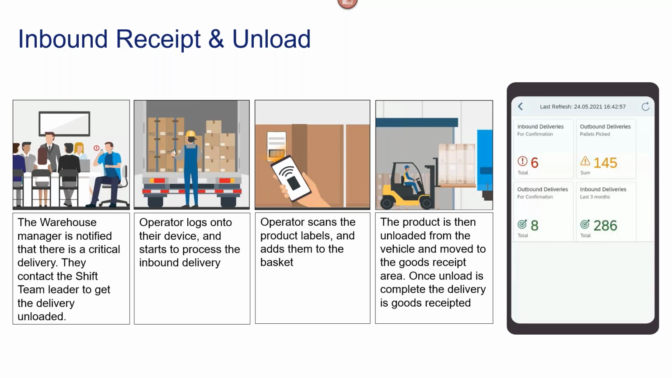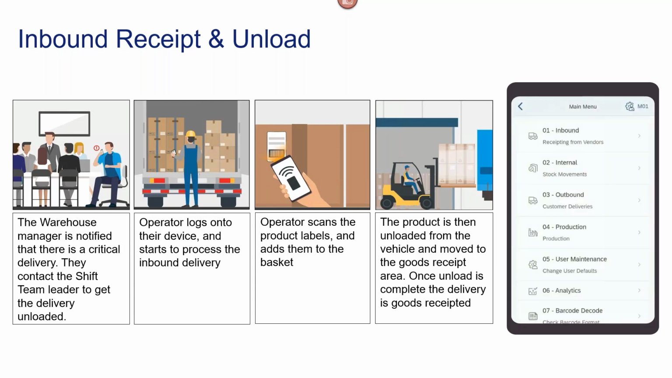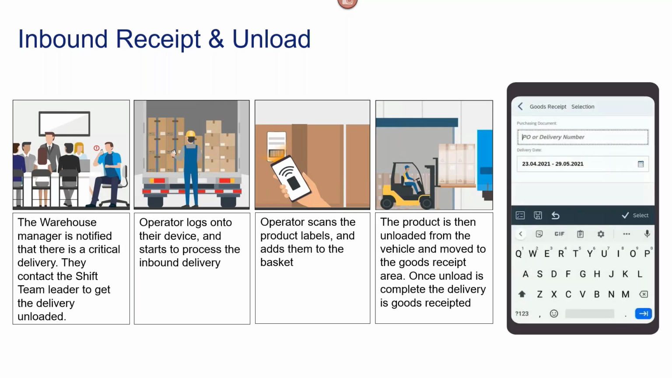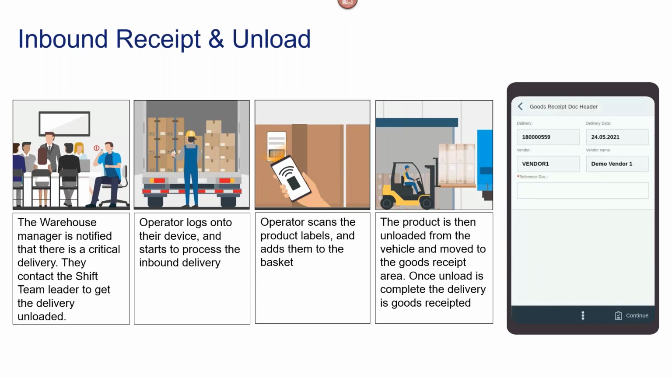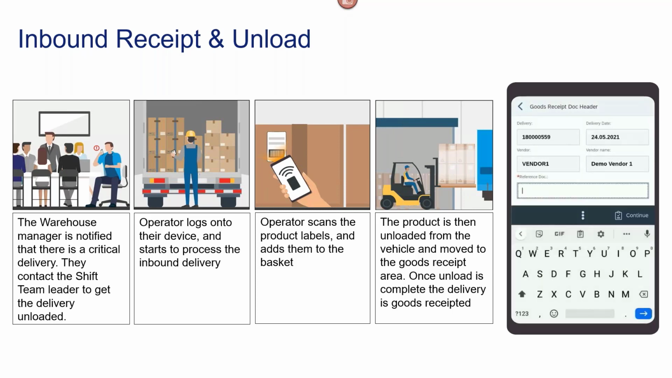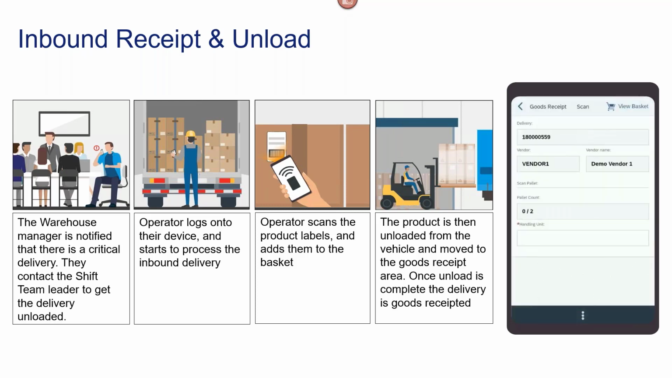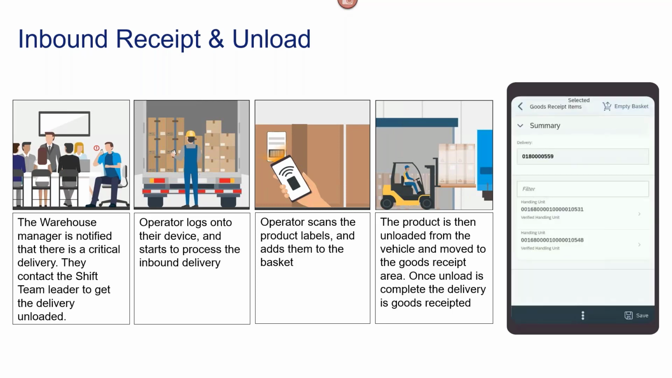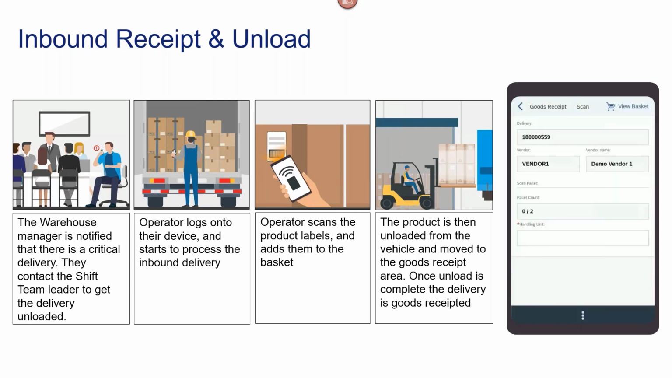So the operator logs onto their device and begins the process of the inbound delivery. Going into goods receipt, they can scan or type the document number and then use a reference document here. We're using the purchase order as the example. Then we'll continue and jump in and see. We can see the delivery and the vendor, and we can also view the basket and see the pallets that are packed on it.